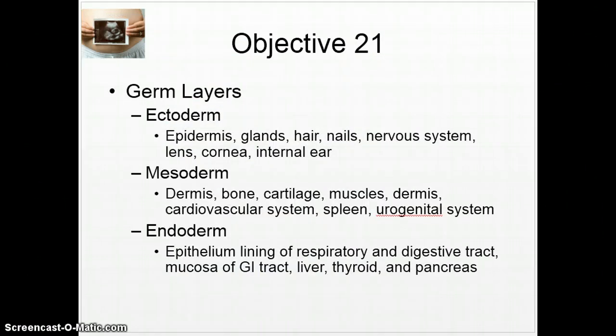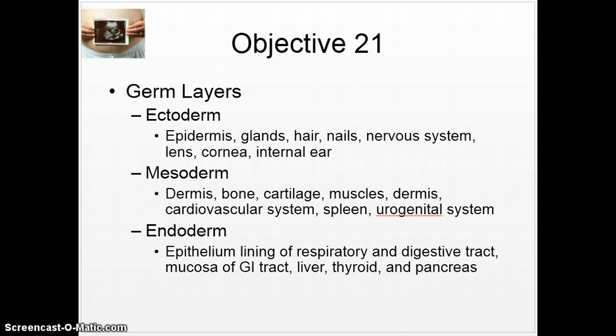When the embryo is beginning to develop, it develops from germ layers. There are three primary germ layers: the ectoderm, which I think is the outer layer, and what develops from that is the epidermis, the glands, the hair, the nails, the nervous system, lens, cornea, and internal ear. The mesoderm, which is the middle layer, creates the dermis, the bone, the cartilage, the muscles, the cardiovascular system, the spleen, and the urogenital system.